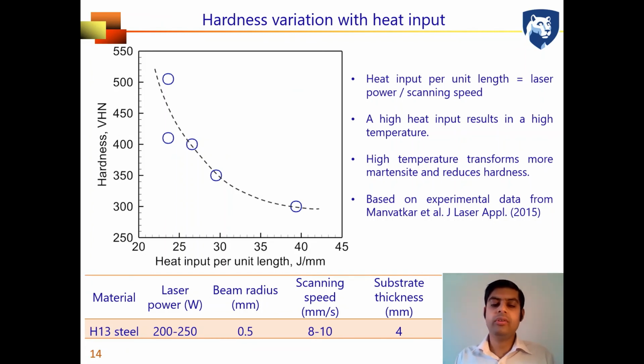The hardness is also significantly affected by the heat input. So here we have a plot of hardness variation with heat input per unit length, which is essentially the laser power divided by scanning speed. At high heat input, we can observe the peak temperature is high. And that high temperature essentially transforms more martensite into ferrites and carbides, and that reduces the hardness. So the hardness decreases with an increase in heat input, as you can see in the figure.